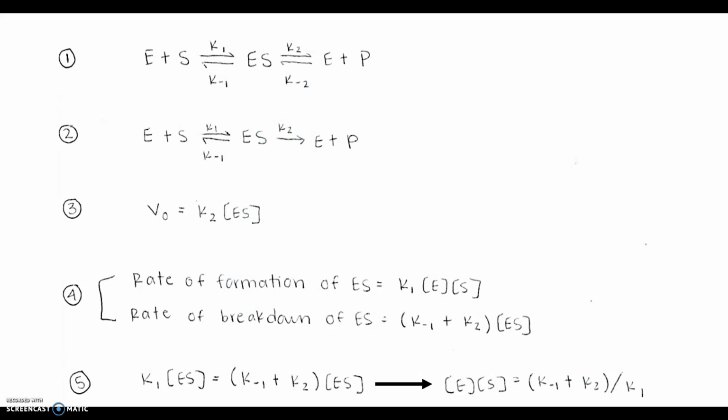which then we can just rearrange as that arrow shows to that second part. And that should actually say, in that final equation of step 5, that E times S over ES is equal to K minus 1 plus K2 over K1.